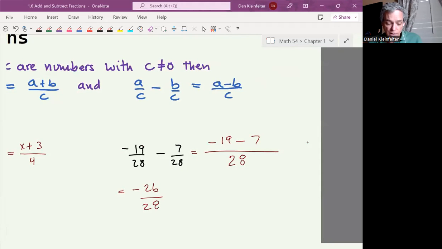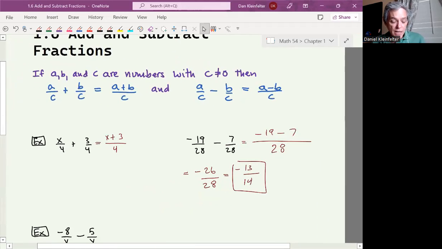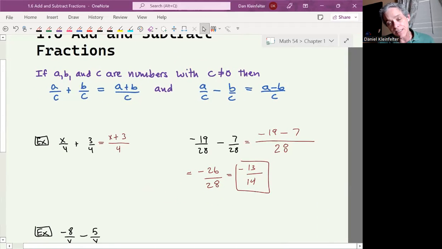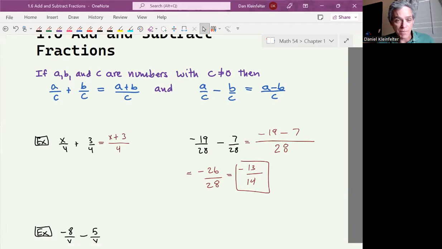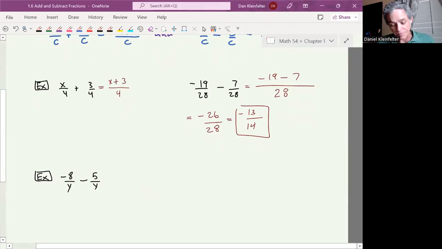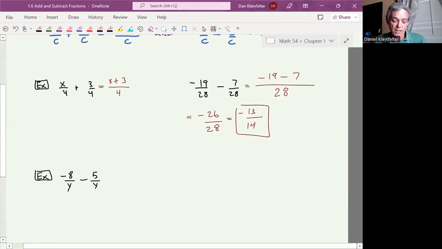Negative 26/28. Don't forget when you're doing addition and subtraction of fractions to always look out for opportunities where you can simplify. Here, 26 and 28 are both even, so we can divide the numerator and denominator by 2 to get negative 13/14. And that will be our final answer. So in here, we've seen that we basically just need the denominators to match, and then we combine the numerators as written. Okay, so let's try the next one next.